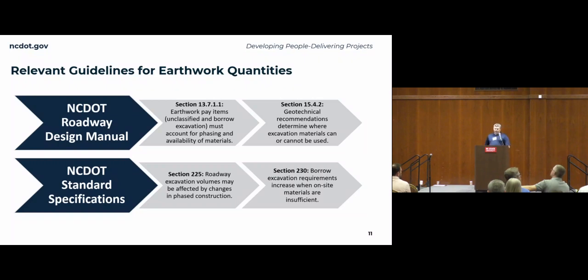I reproduced this slide for the sections of the roadway design manual where this is pertinent. Earthwork pay items, unclassified and borrow excavation, must account for phasing and availability of materials. It does reference it in the roadway design manual. And then another thing I wanted to cover is geotechnical recommendations: determine where excavation materials can and cannot be used.